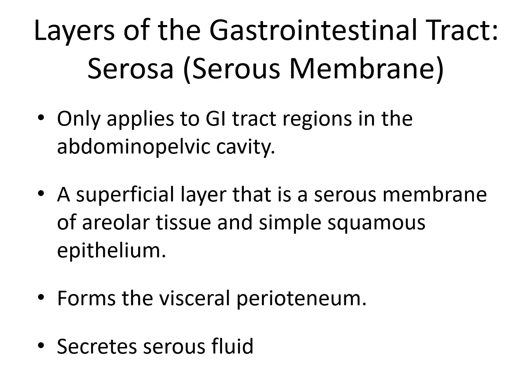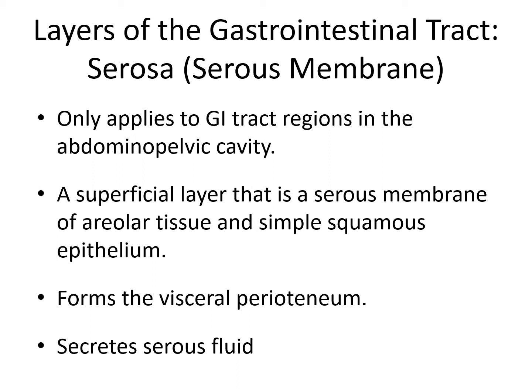It's important to note that we only have serosa in organs that are exposed to the abdominopelvic cavity. So for instance, in the throat, the upper part of the esophagus is surrounded by muscle and connective tissue. There is no serosa there because it's not free to move around in a cavity. We don't need it to be slippery and lubricated.